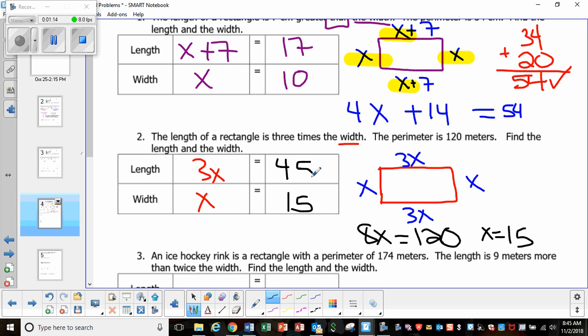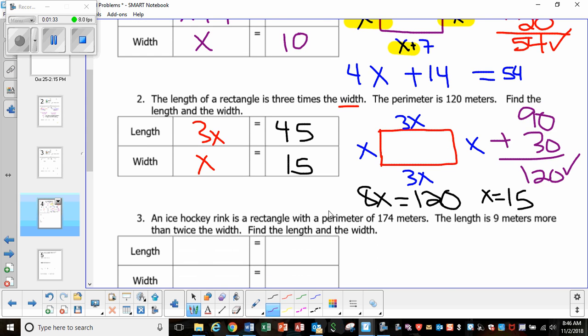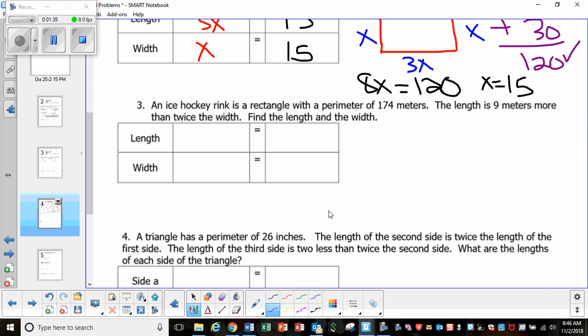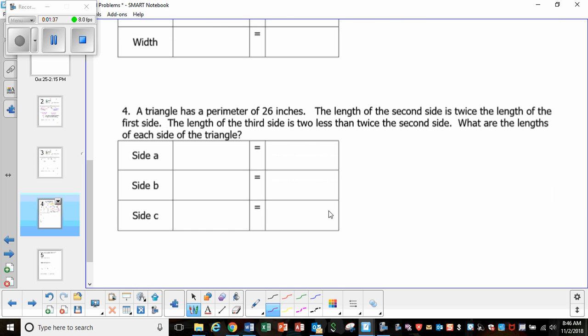45. So again, when I go to check, I do 45 plus 45, which is 90, and 15 plus 15, which is 30. And so 90 plus 30 is 120, and it works. Check. Okay? Excellent. All right, let's skip down here to number 4 and talk about a triangle, and then we'll move on to the back.